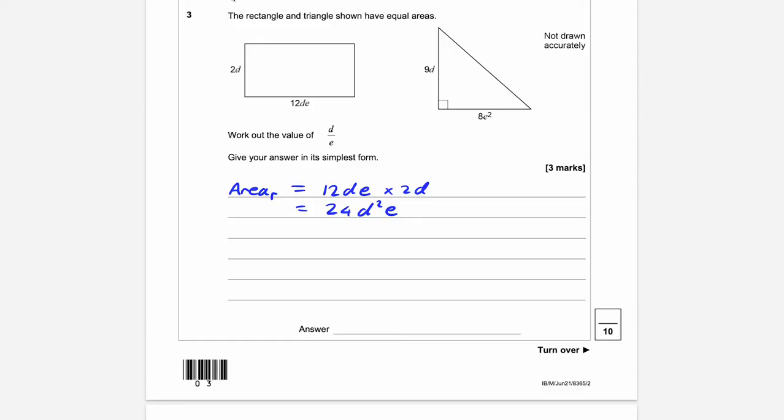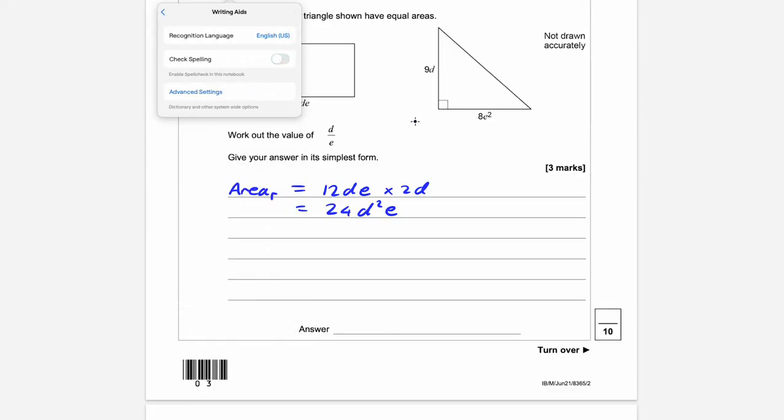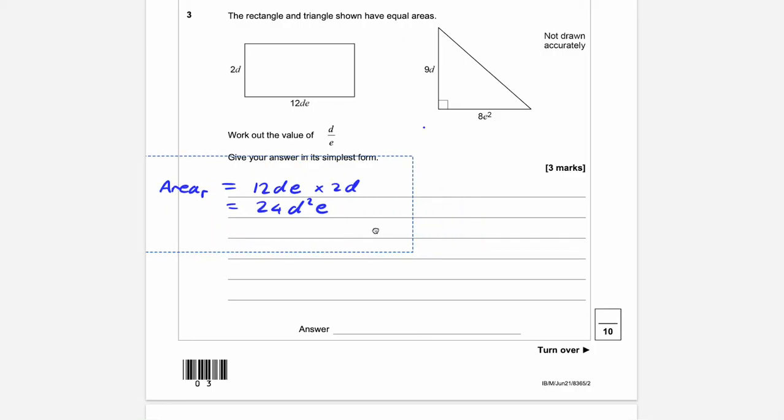Guys, let me just turn off the spelling here. This is going to annoy me. Okay, so that's 24DE squared. Let's do the area of the triangle. Let's do it over here, guys, because there's just so little space. Area of the triangle, let's call it T, is equal to this times this divided by 2. So it's 8E squared times 9D divided by 2.